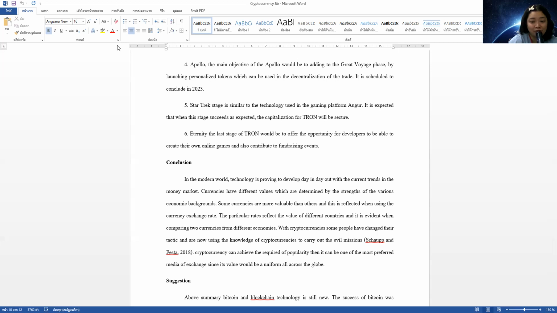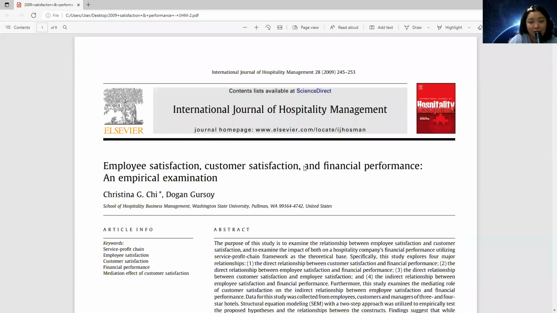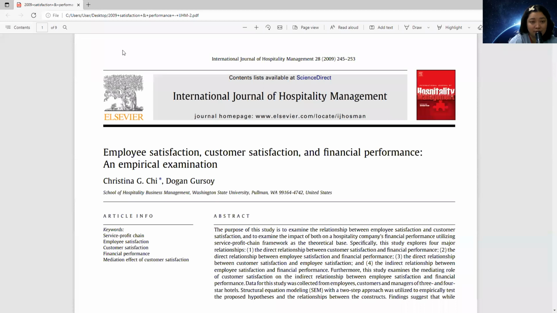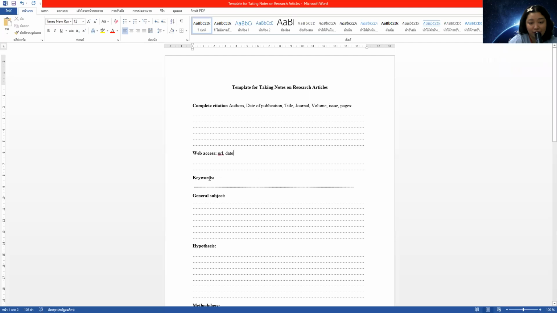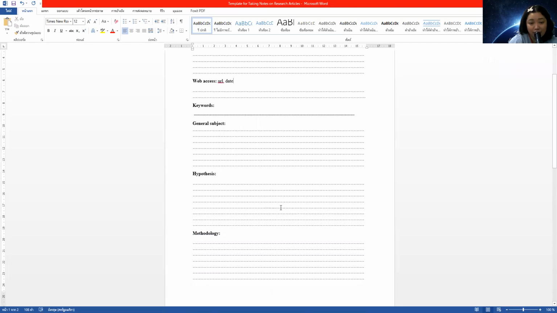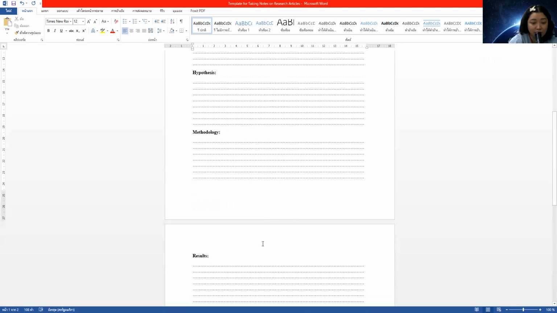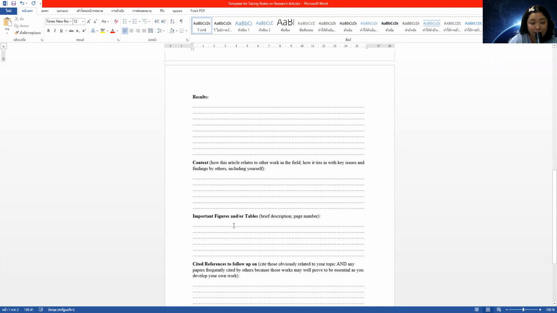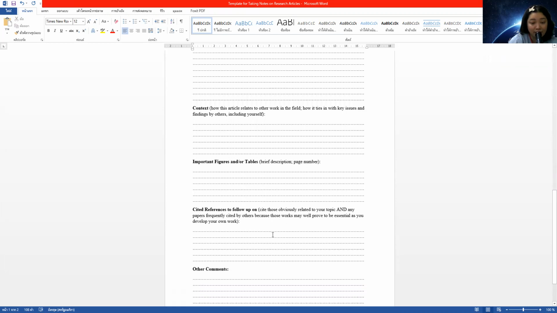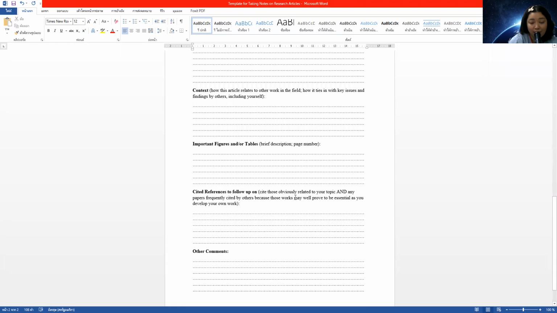And for today's class, it's a little bit easier for you because I will have you review this paper, and then you can make short notes on the template that I'm going to give you. So that's this one. You're going to write about the keywords, the general subject, the hypothesis of the research, the methodology, the result, and the context, like the key issue, the finding, or the important figures or tables, describing the numbers above it, or the references to follow up on.